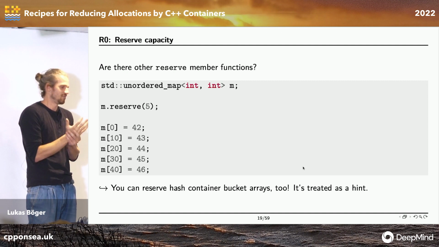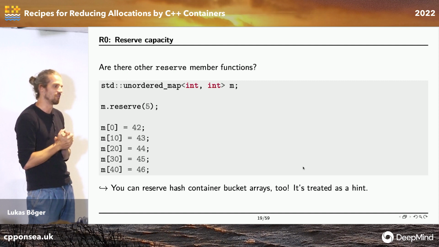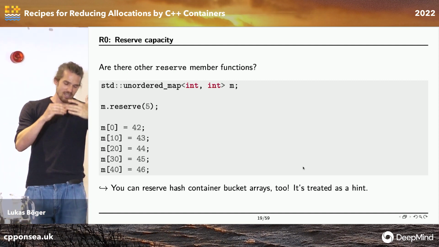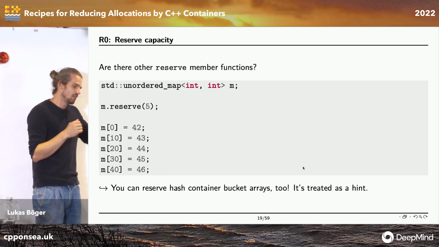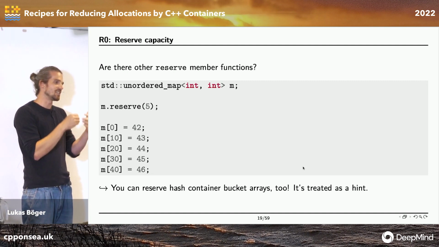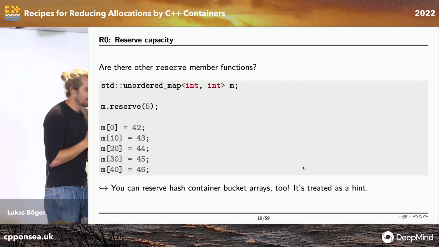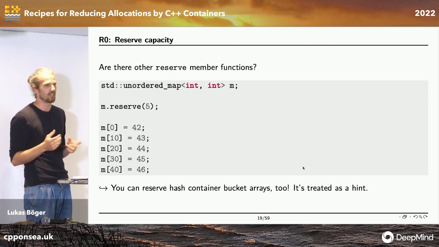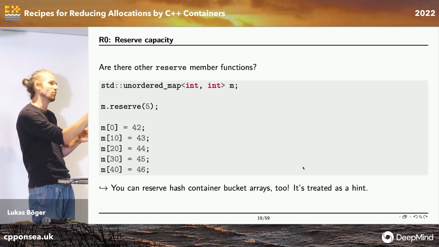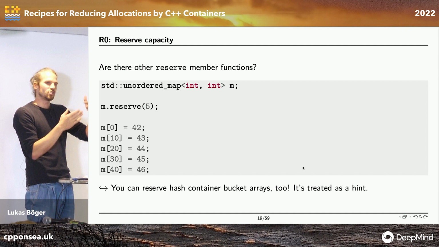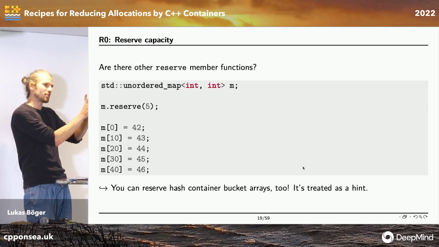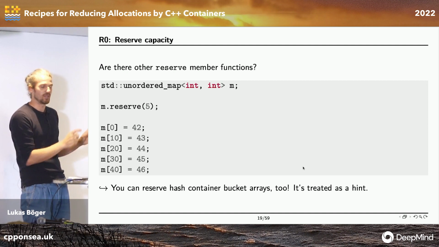But unordered_map has, and the multimap and unordered_set and so on. They do have reserve. And what reserve does with these containers is it pre-allocates bucket space. Now, in this example, the individual insertions will still allocate because it's a node-based container. It has to allocate for a particular node in there. But there is additional space required to store the singly linked lists in the buckets, and we can avoid that by calling reserve.